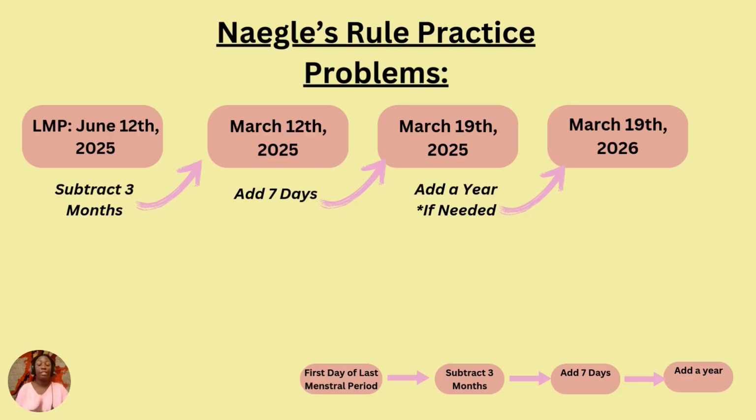So if the first day of a woman's last menstrual period is June 12th, 2025, then her expected due date using Naegele's rule is going to be March 19th, 2026.